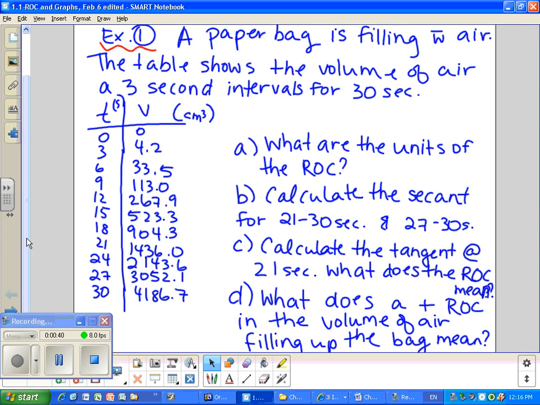Yeah, from our table. So what's our y values? Volume. And our x values? Time. So our units would be? Good.